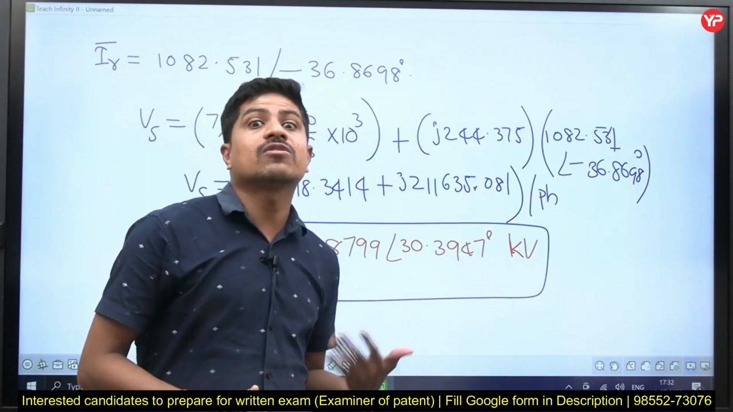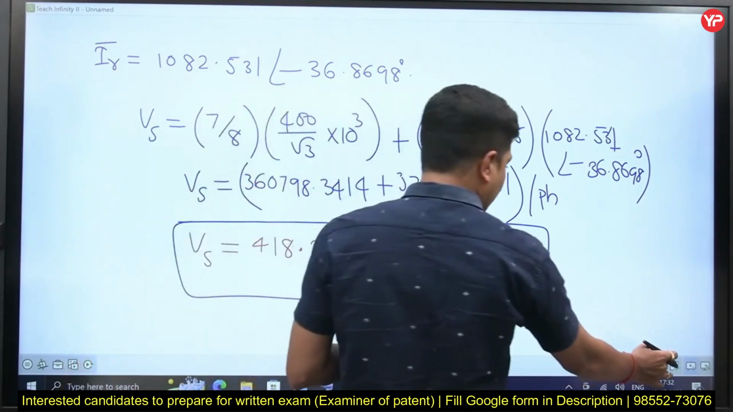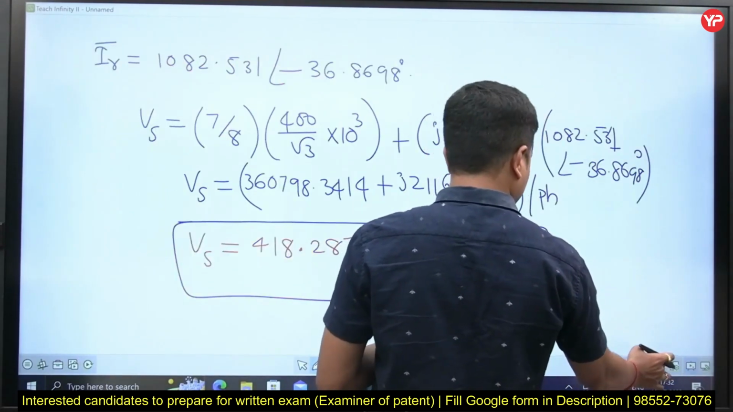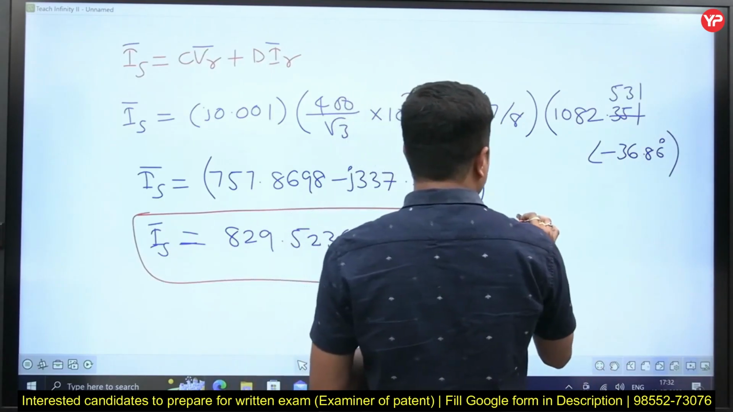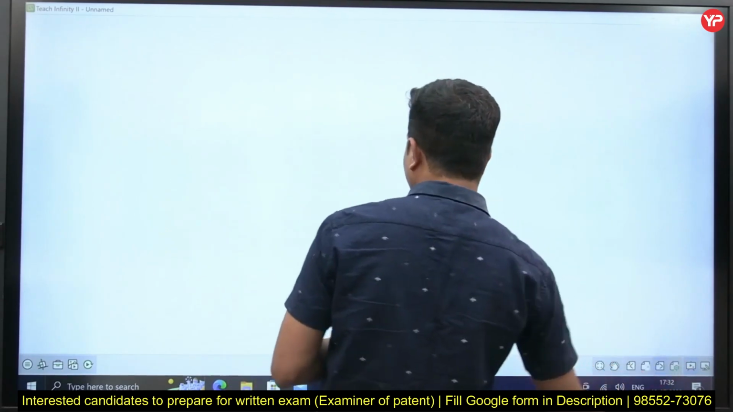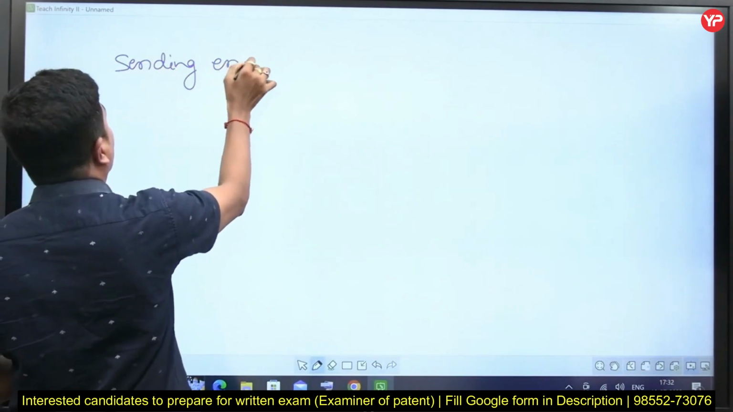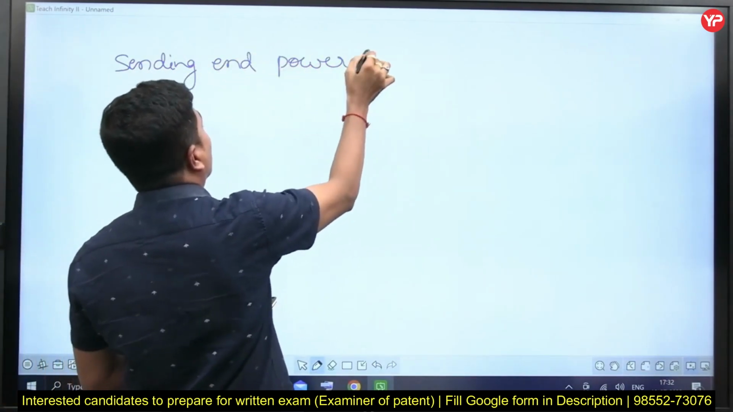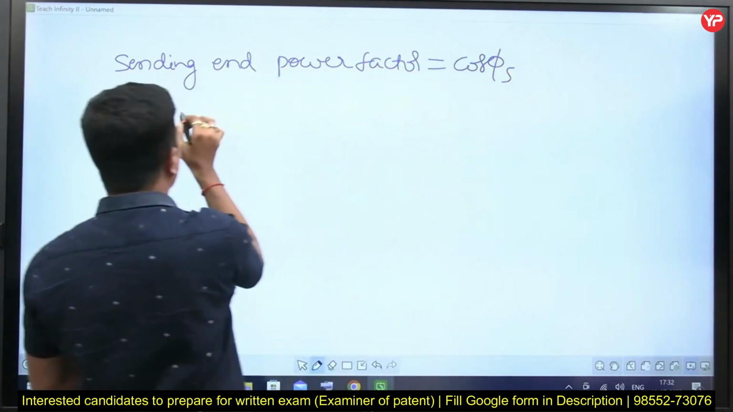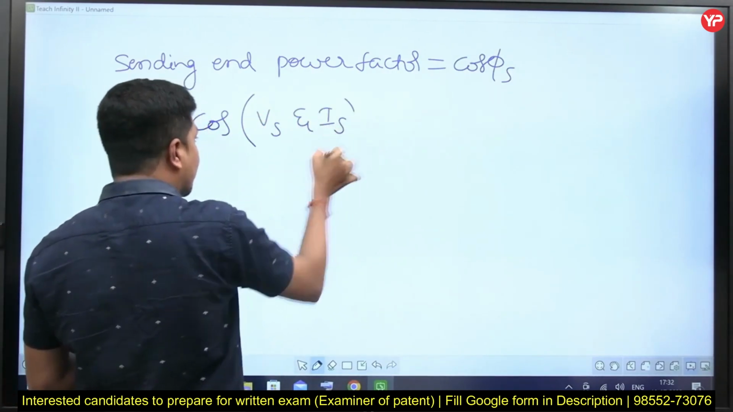What is cos phi s? The sending end power factor is the cosine of the angle between voltage and current. Yes, observe here. What is this Vs angle I got? 30.3947. Now here I am writing the sending end power factor, or let me take a new page, and in that I'll write: sending end power factor is equal to cos phi s, which is equal to the cosine of the angle between Vs and Is.